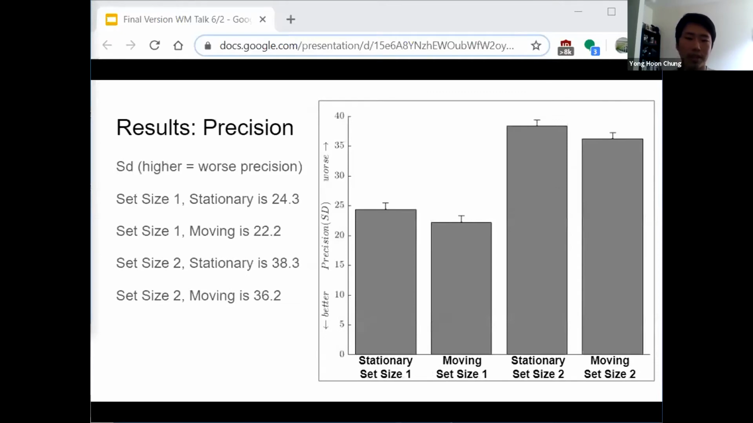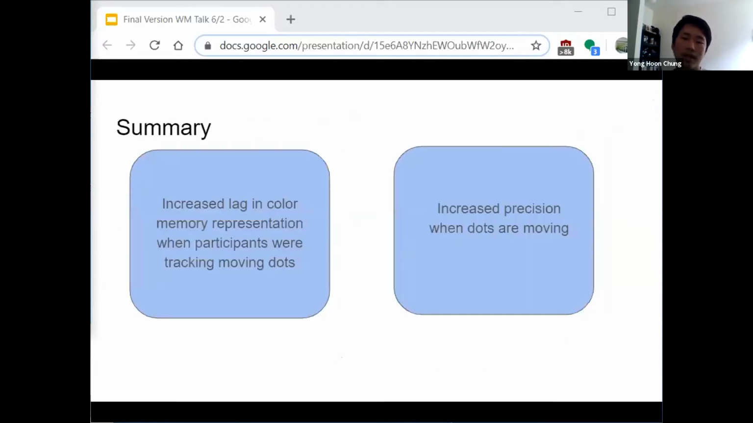We can also look at the precision data. You can see that in both stationary and moving conditions, the precision gets worse with higher set size, which aligns with all the other working memory studies. But interestingly, when you compare the stationary versus the moving condition, you can see the standard deviation is lower in the moving condition, meaning the precision was better in the moving condition. And the same trend follows in set size 2 as well. So in summary, we found increased lag in color memory representation when participants were tracking moving dots, and also increased precision when dots were moving around.